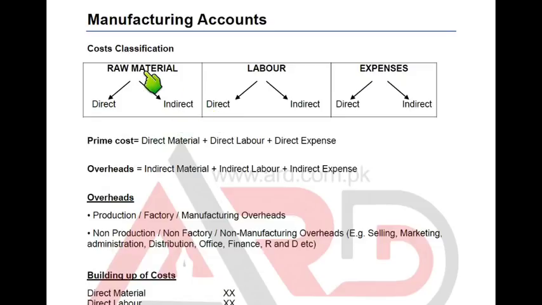See, first of all, we discussed there are three types of costs, namely material, labor, and expense. Now we are saying cost can be direct as well as indirect. Now what does this mean? This means there are two categories, and we can make combinations from them, which means material can be direct material or indirect material. Similarly, labor can be direct labor or indirect labor. Thirdly, we have expenses. Expenses can be direct and indirect as well.